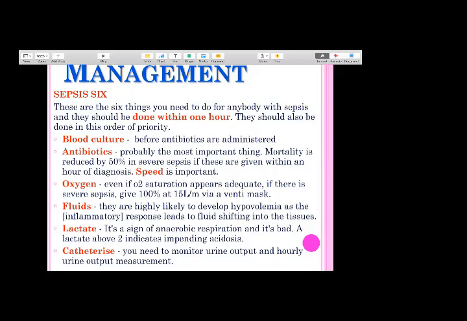Fifth thing is lactate. It's a sign of anaerobic respiration, and it's bad. Lactate starts to build up. A lactate above 2 indicates impending acidosis.